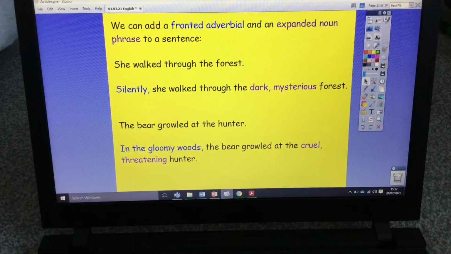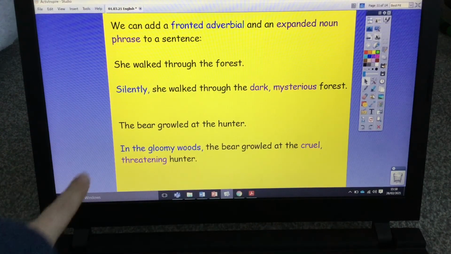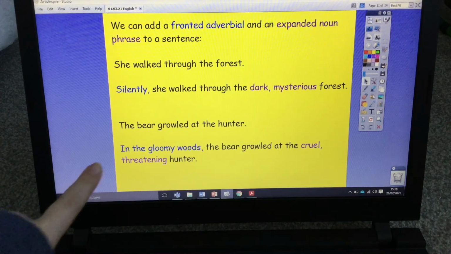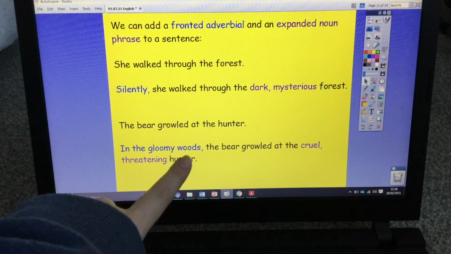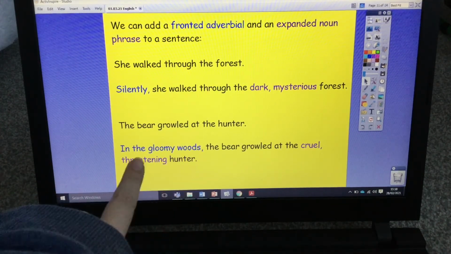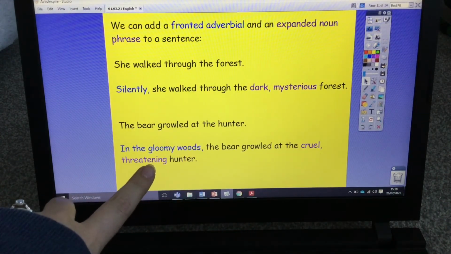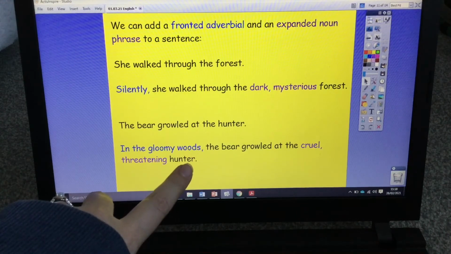The bear growled at the hunter. In the gloomy woods, the bear growled at the cruel, threatening hunter. So our fronted adverbial, in the gloomy woods, tells us where the bear growled, and cruel, threatening are both adjectives to describe our noun, the hunter.